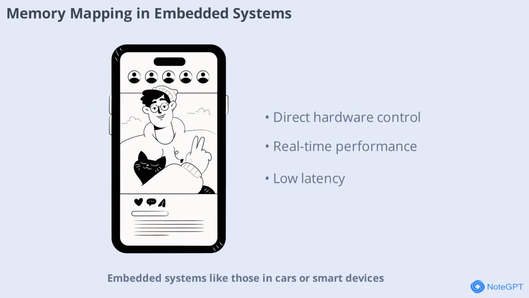Embedded systems like those in cars or smart devices use memory mapping to interact with hardware efficiently. By mapping device registers into memory, software can control sensors, actuators, and other components directly. This approach reduces latency and ensures real-time performance, which is critical for applications like automotive control systems or IoT devices.